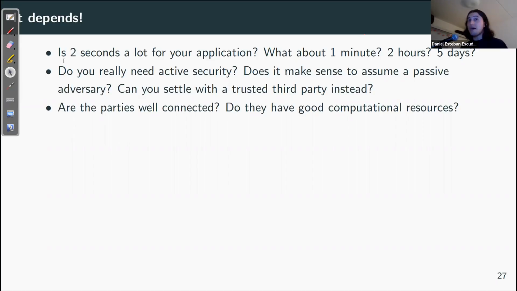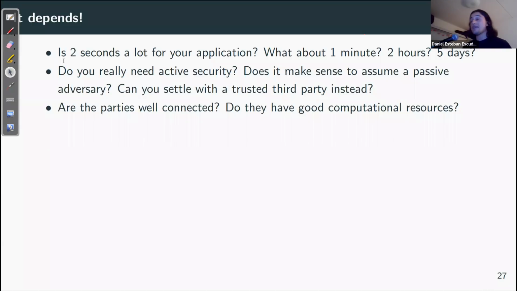Or can you use a third party, for example, to get you the triples, the multiplication triples? This trusted party won't be trusted with the actual secrets. It will only be trusted to generate this data correctly, and that's it. Is this enough for you? So all these questions, depending on the setting, lead to more efficient or less efficient protocols.